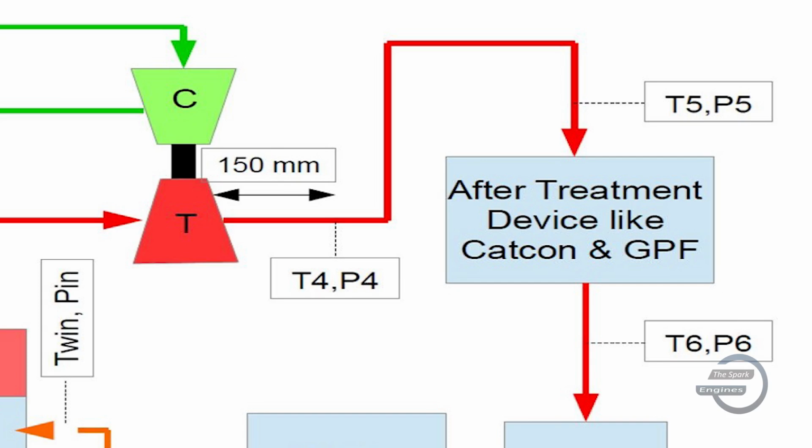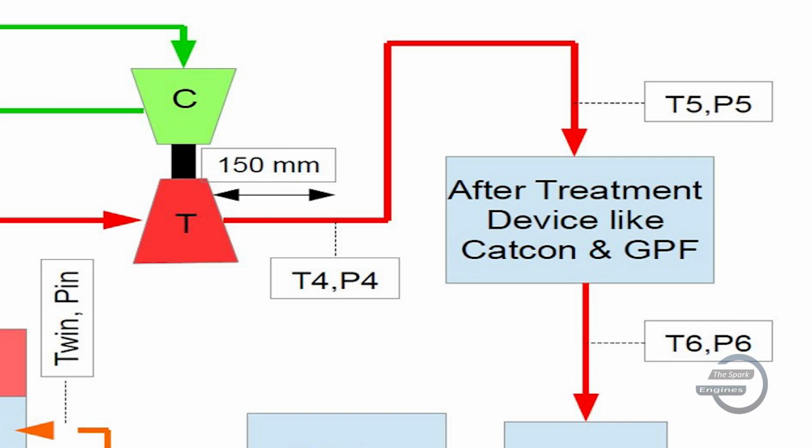But in the starting, the before temperature will be more than the after temperature. It means T5 will be more than T6, because initially the catcon will absorb the heat energy from the exhaust gases for its self-heating. But once the catcon attains its light off temperature, the outlet temperature, which is T6, will be more than T5.